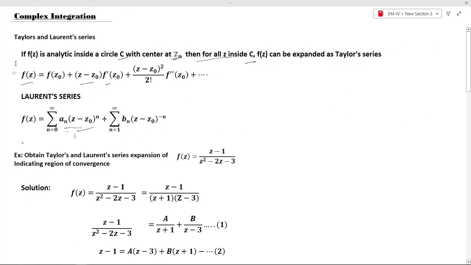Taylor's series: if f of z is an analytic function inside a circle C with center at the point z0, then for all z inside this circle C, f of z can be expanded as a Taylor series as follows. f of z is equal to f of z naught plus z minus z naught into f dash z naught plus z minus z naught the whole square upon 2 factorial f double dash of z naught.